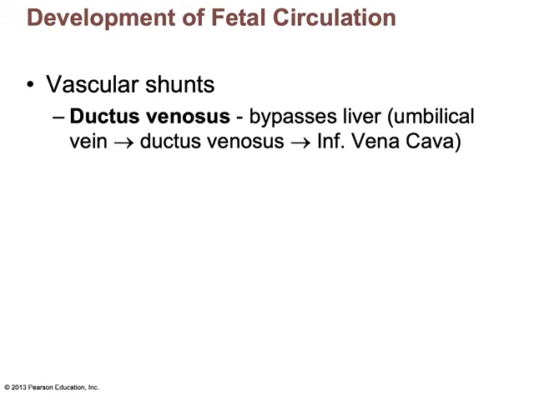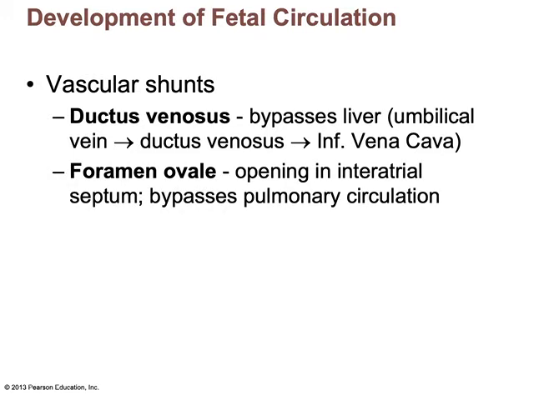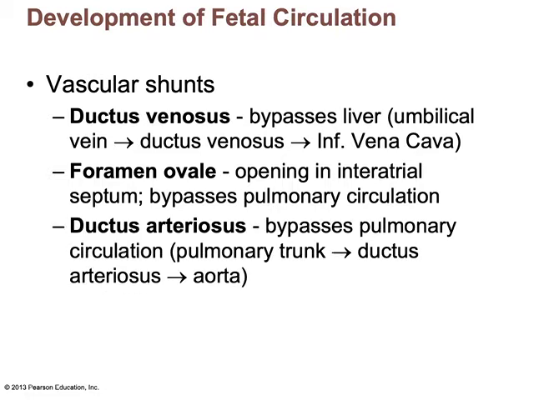So the vascular shunts, the ductus venosus bypasses the liver and jacks into the inferior vena cava, so it brings oxygen and nutrient-rich blood into the inferior vena cava. The foramen ovale is the connection between the right and the left atria in the heart, and this helps to bypass the pulmonary circulation. And then the ductus arteriosus connects the aorta and the pulmonary trunk, and this allows us to bypass the pulmonary circulation and send the blood directly into the aorta.